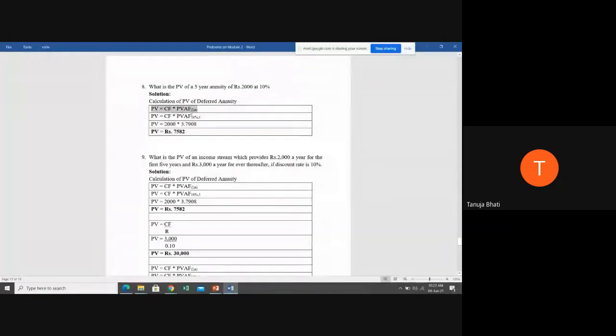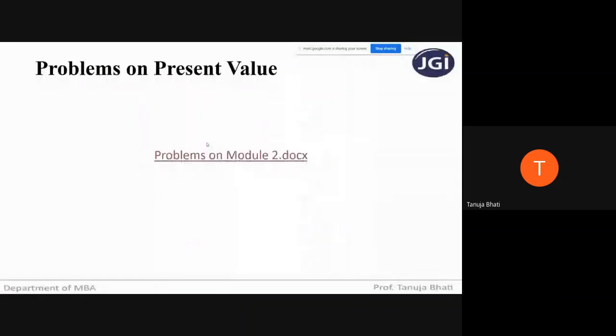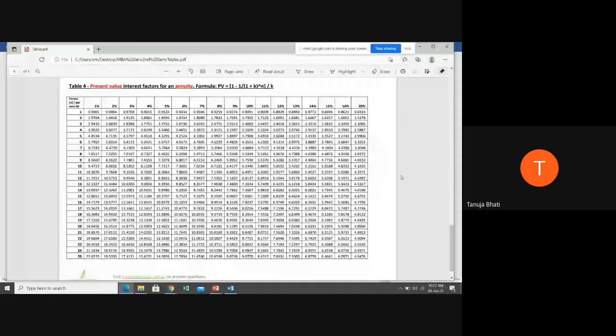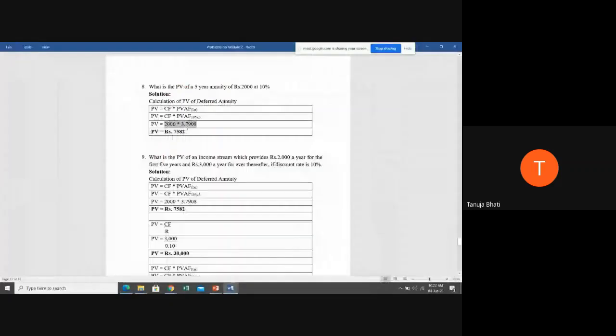Present value annuity factor is 10% for 5 years. So 2000 into the factor for 10% and 5 years. You will see table number 4, that is 10% for 5 years, so it is 3.7908. 3.7908 into 2000, you get the present value as rupees 7,580. So this was a sum on present value. Is this clear, students? Yes, ma'am.